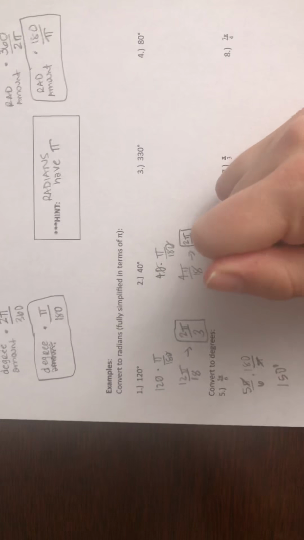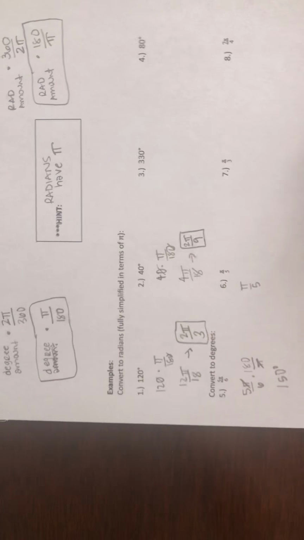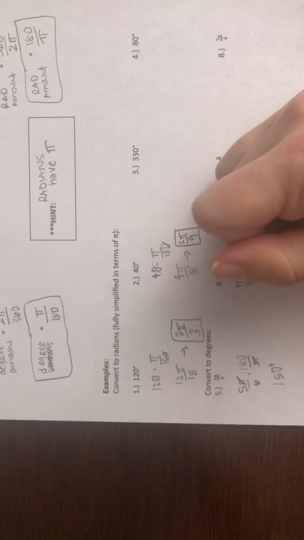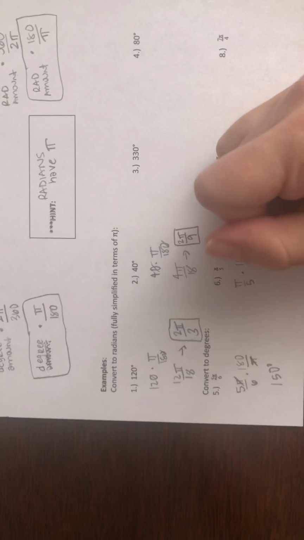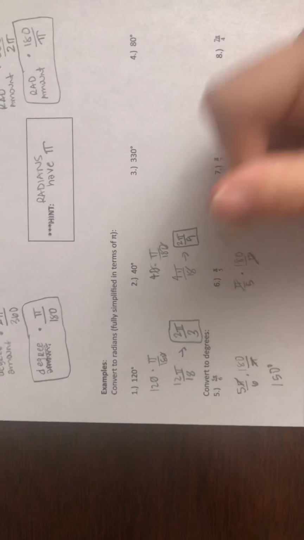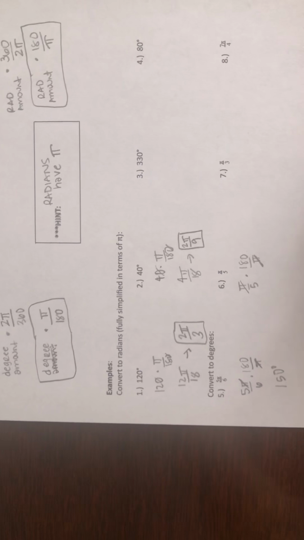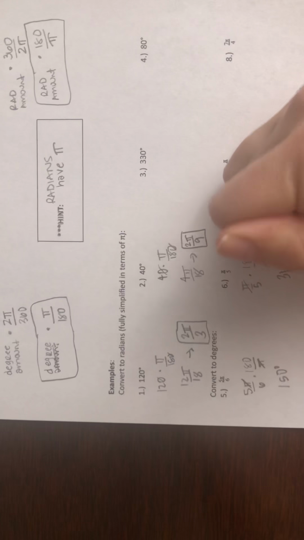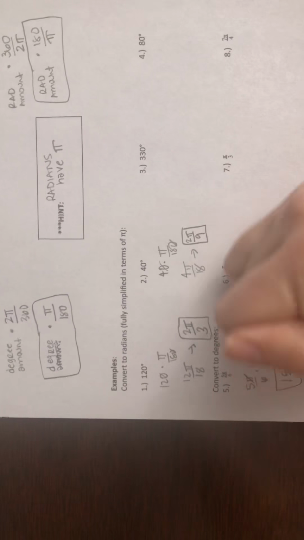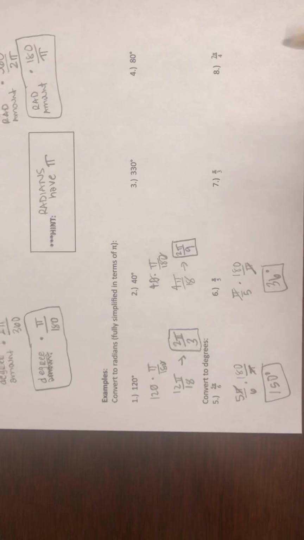We're going to do number 6. It's pi over 5. We're going to take pi over 5 and multiply it by 180 over pi. The pi's cancel. Notice how I'm just left with 180 divided by 5. I type that into my calculator and I get 36 degrees. I'm going to circle these answers. And then you're going to try converting 7 and 8 on your own.